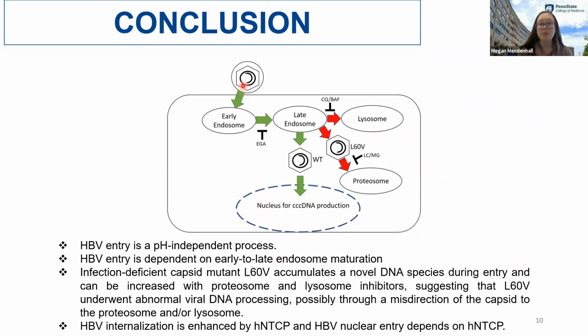These results have led us to our current conclusion model, where wild-type HBV must traffic through the early endosome and the late endosome in order to lead to productive infection, which is cccDNA production. However, L60V is likely misdirected to either the lysosome and/or even the proteasome, causing it to never reach the nucleus for productive infection.